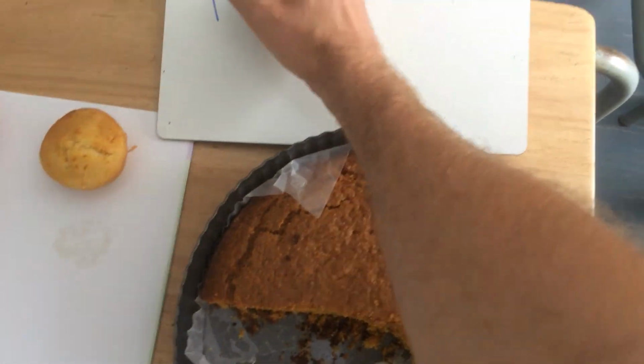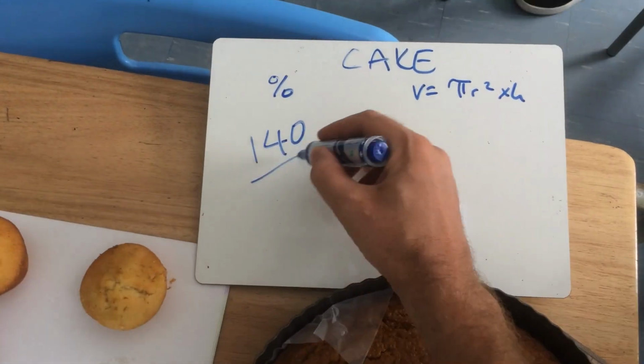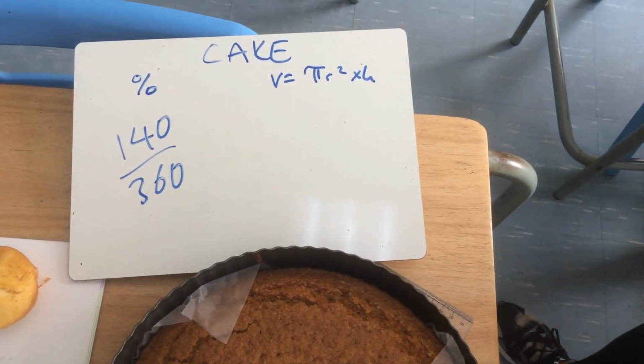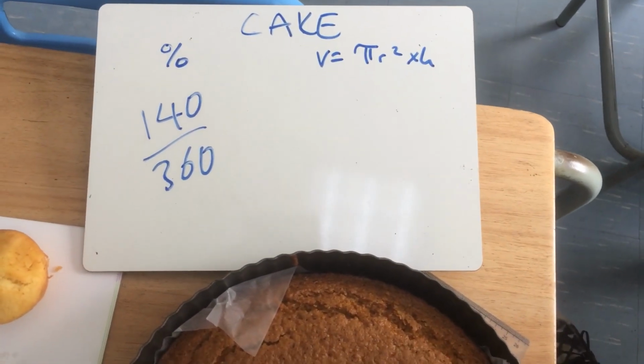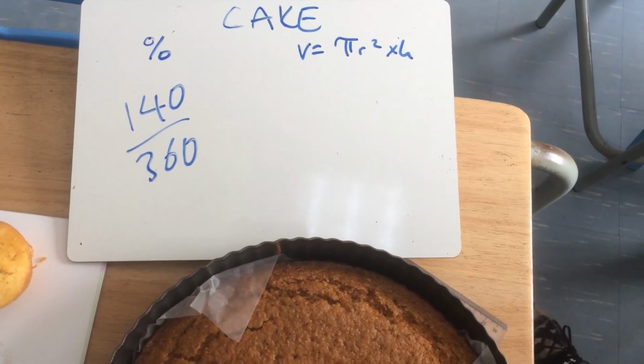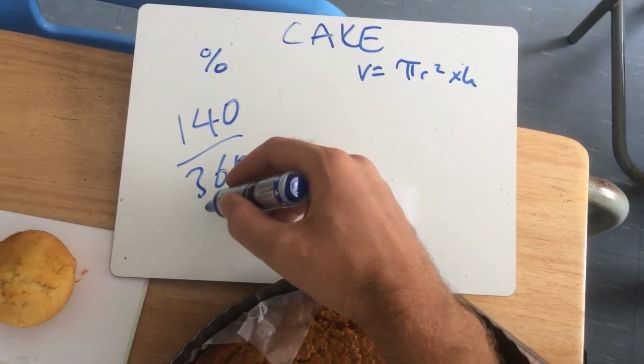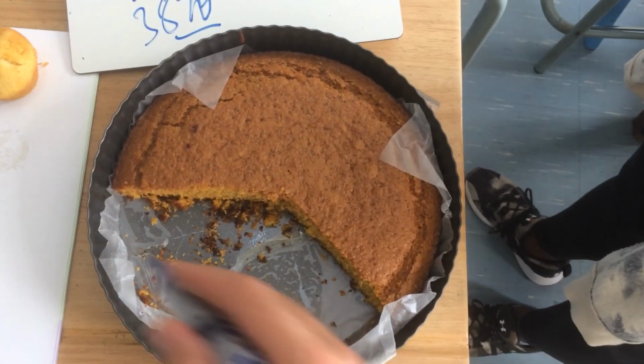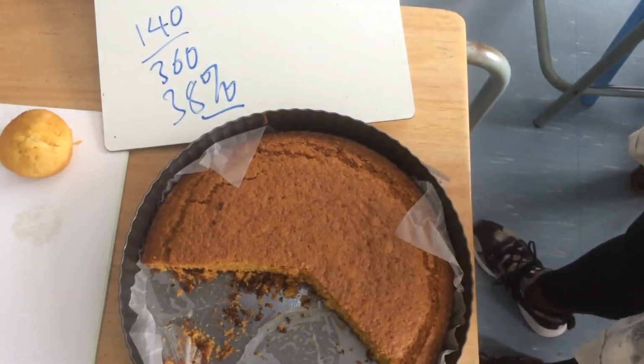So if we had 140 degrees out of 360, what percentage is that? 0.388. Okay, so that's a decimal, so about 38%. So they've eaten just over a third of my cake. Okay, at least they've left me half.